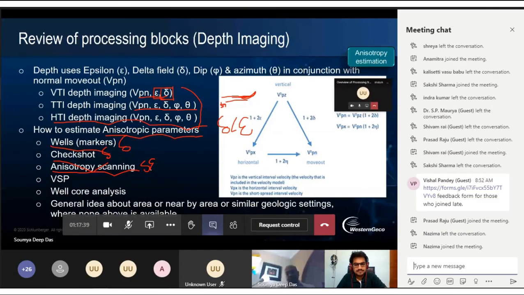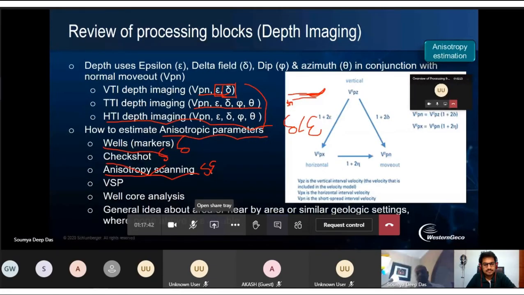Any questions on this? It's actually itself a big topic for discussion for 2-3 days. I mean, it has a lot of it. It is very difficult to put it in one slide. But still, any questions?